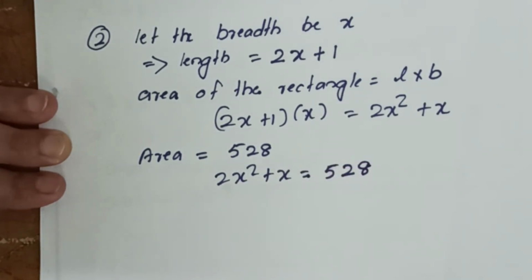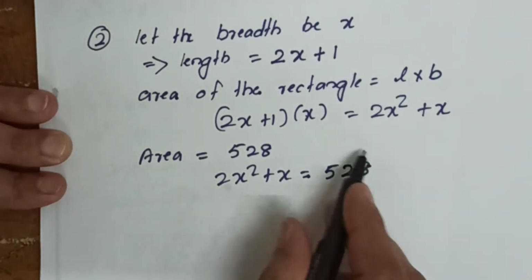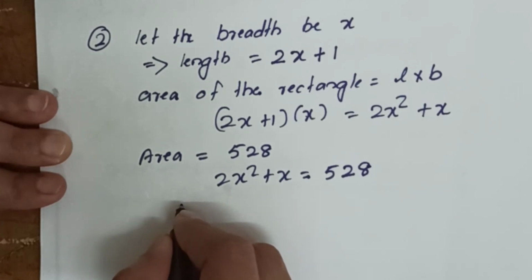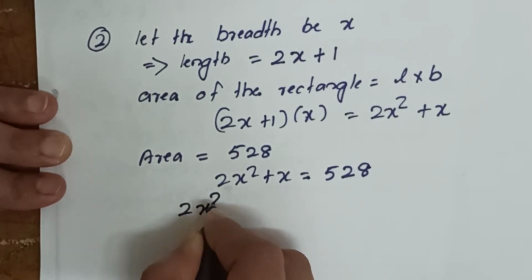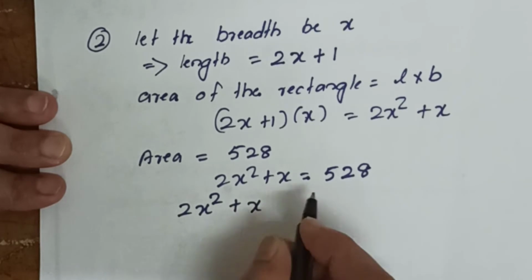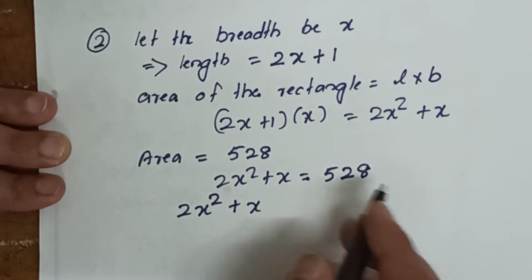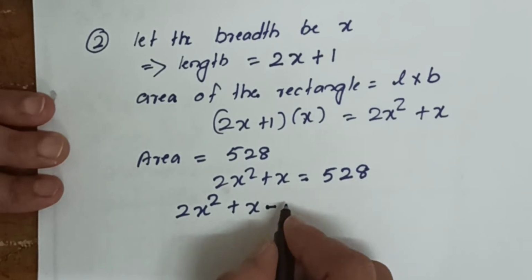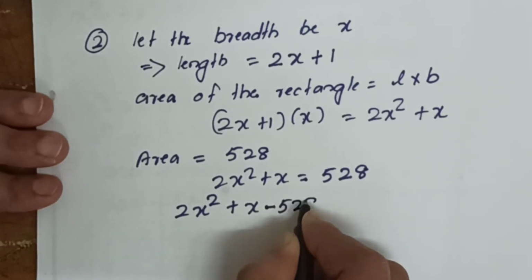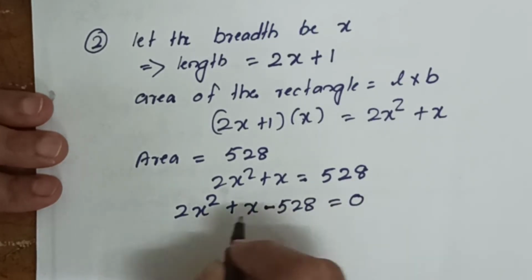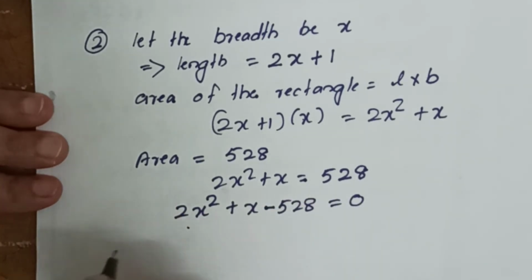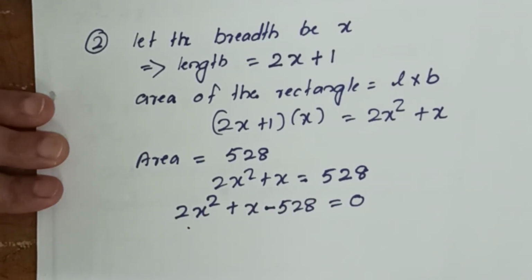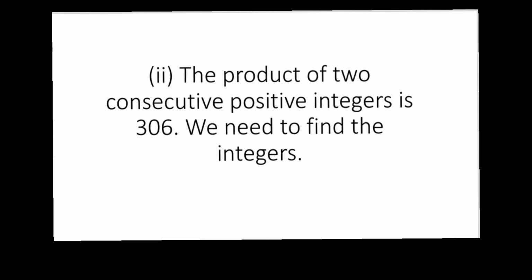Now we have to form an equation. So how will we form the quadratic equation? 2x square plus x. Now we have to bring this value to the left hand side. So plus 528 will become minus 528, that is equal to 0. So this is the required quadratic equation. Hope it is clear.